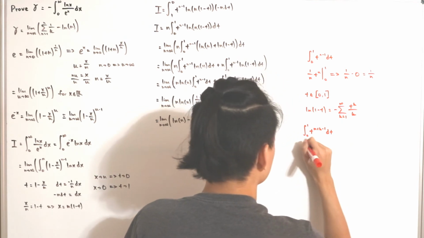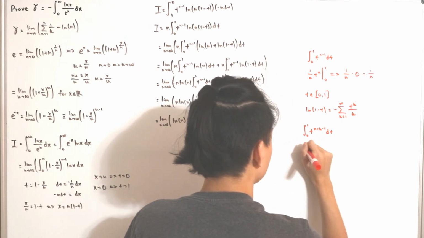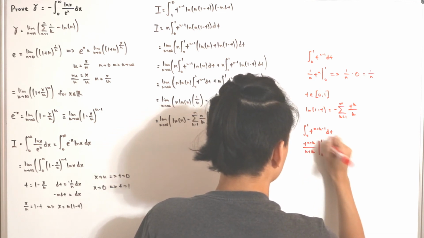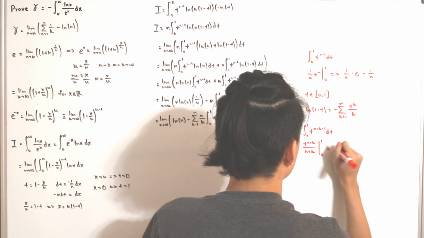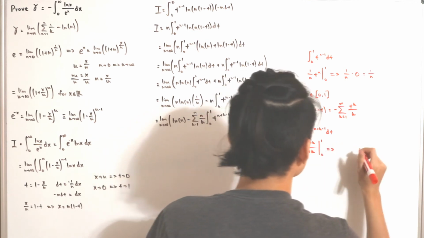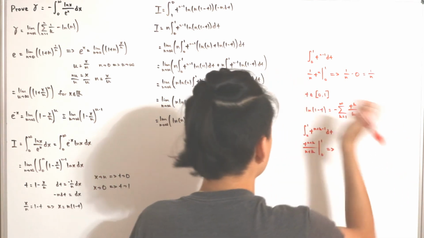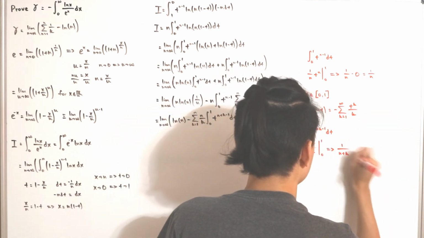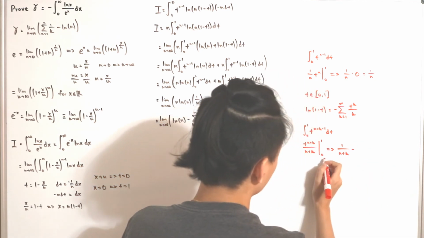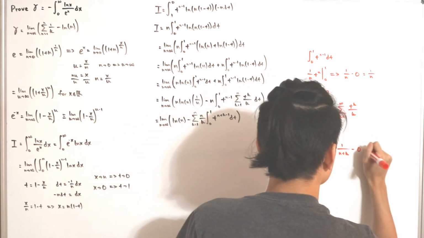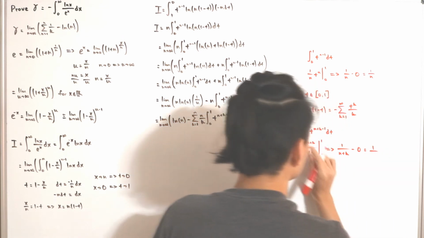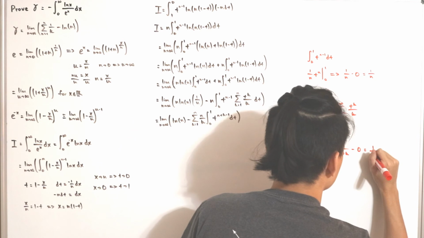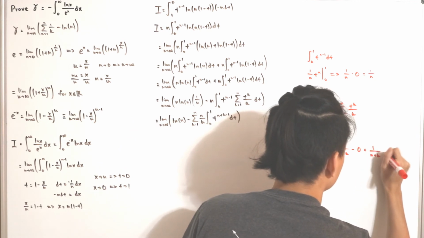So this is just t to the n plus k divided by n plus k, and then from 0 to 1. Simply, when you plug 1 in for t, you just get 1 raised to the n plus k, but that'll always just be 1. So this is just 1 divided by n plus k. And then minus, when you plug in 0 for t, it's just going to be 0. So therefore, the definite integral from 0 to 1 of t to the power of n plus k minus 1 is just 1 divided by n plus k.